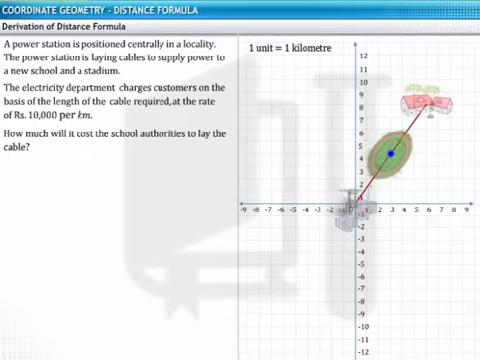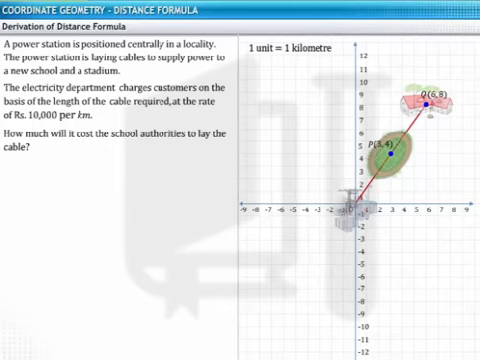In the graph, the coordinate of the stadium is 3, 4, and the coordinate of the school is 6, 8. According to the given data, the cable costs 10,000 rupees per kilometer. Stadium P is at 3, 4 and school Q is at 6, 8. The distance between the stadium and the school is represented by line segment PQ.